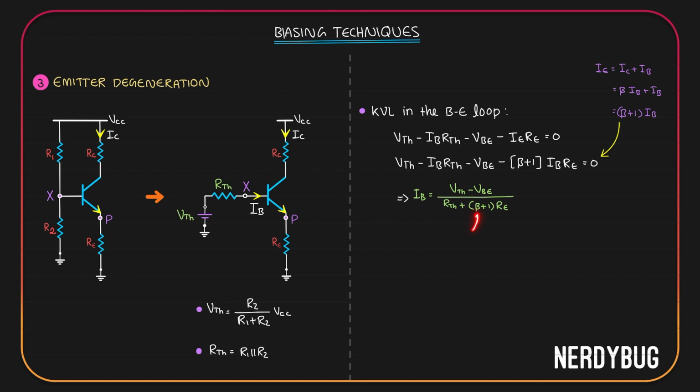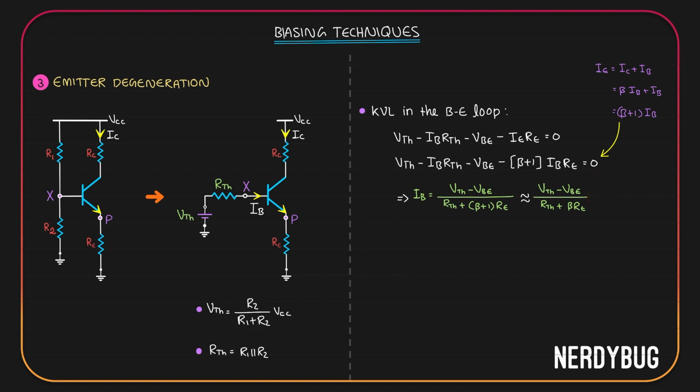We know beta is supposed to be a large number. So beta plus 1 can be considered approximately equal to beta. Then IB can be approximated to VTH minus VBE divided by RTH plus beta RE.